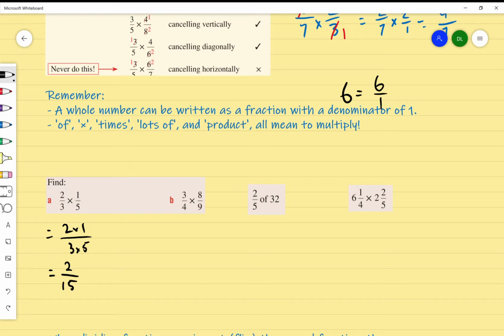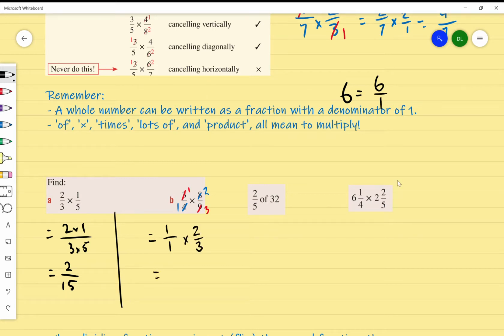Now, first things first, I can see that I can simplify. So if I go over here, we can see that they both have a common factor, that being 3. So I'm going to divide this one by 3, and I get 1. Divide that by 3, I get 3. What about the other way around? I've got 4 and 8. If I divide 4 by 4, I get 1. If I divide 8 by 4, I get 2. So I can rewrite this fraction now, and I get 1 over 1 times 2 over 3.